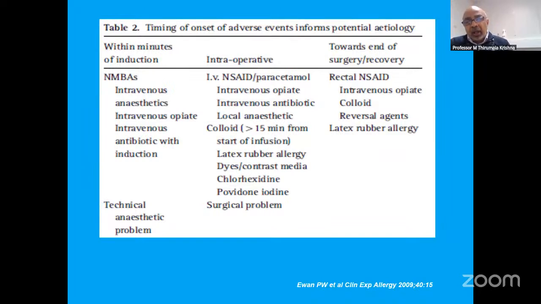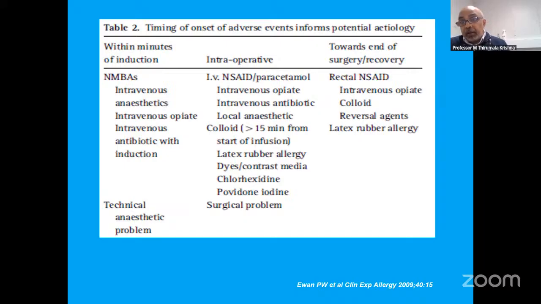We rely heavily on the anesthetist, what information they give us. And if you actually look at the agents that were given, the route of administration, and the time at which these agents were given, then you can work out a pretest probability of what might be the suspect. Now, if the patient develops a reaction within minutes of induction, it is usually due to the NMBA or antibiotic. If the reaction occurs, say, half an hour into the procedure, that is usually related to a colloid or due to latex or due to chlorhexidine that the patient was exposed to during the procedure.